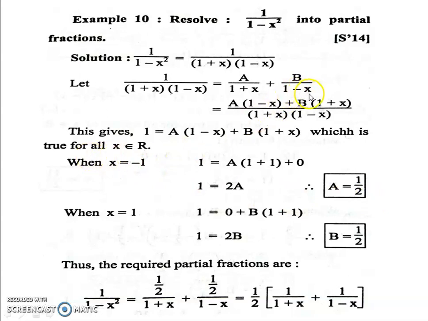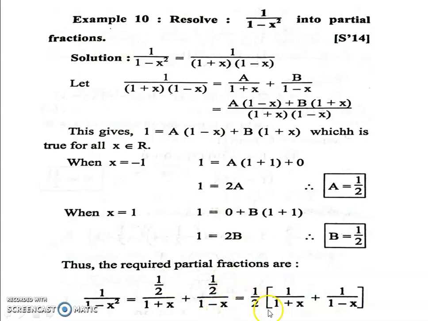Now 1 minus x equal to 0, so x equal to plus 1. So we have to derive the value at x equal to 1. So what is the answer? We have to put 1. So 1 minus 1 is 0, 0 into A is 0. So 1 remains the same. 0 plus 1 plus 1 is 2. So 2 goes this side, so answer is 1 upon 2. So solving these, we derive A is 1 upon 2, B is 1 upon 2. So final answer: 1 upon 1 minus x square is equal to 1 upon 2 upon 1 plus x plus 1 upon 2 upon 1 minus x.